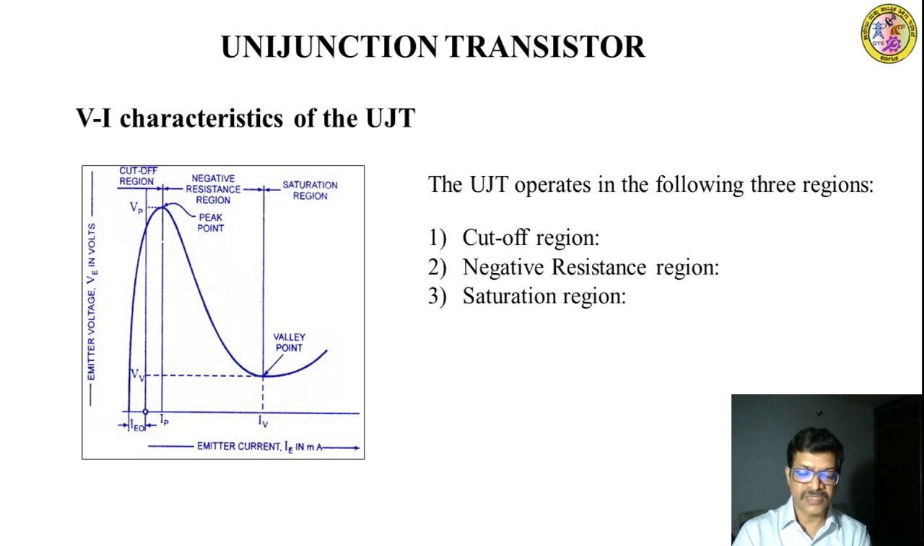The emitter now begins to inject holes into base B1 region. This reduces the resistance RB1 and emitter voltage VE and increases the emitter current IE. This process continues until valley point is reached. Thus, between peak point and valley point, the device exhibits negative resistance characteristics.